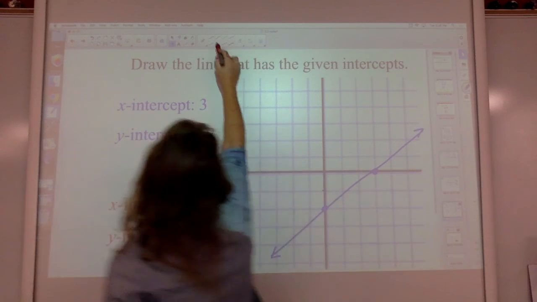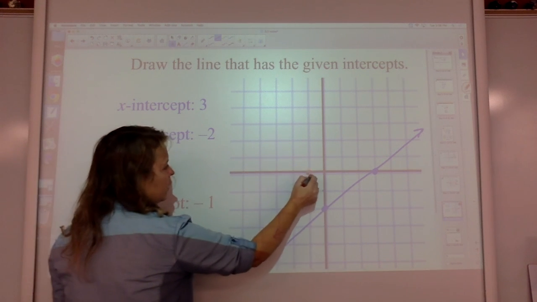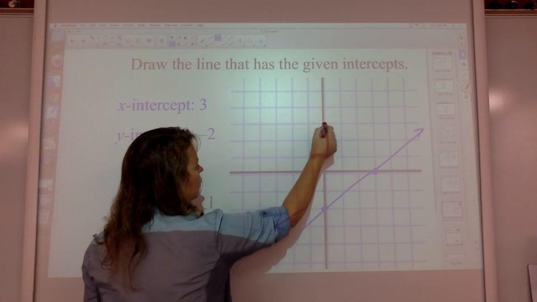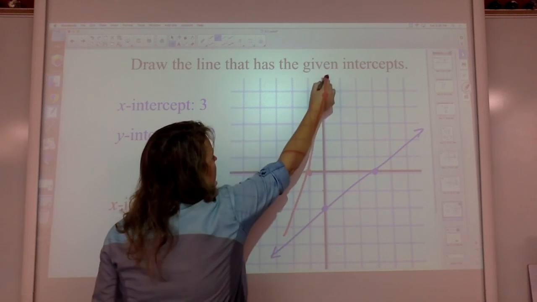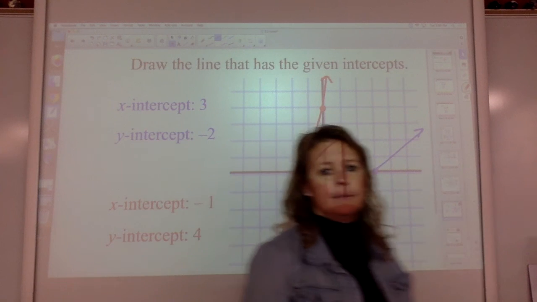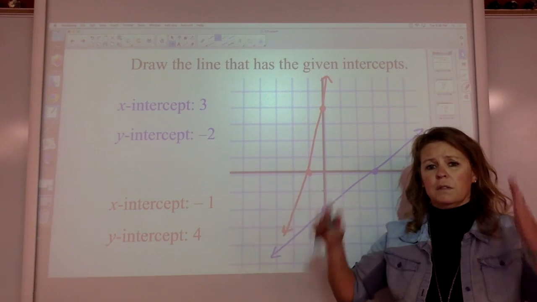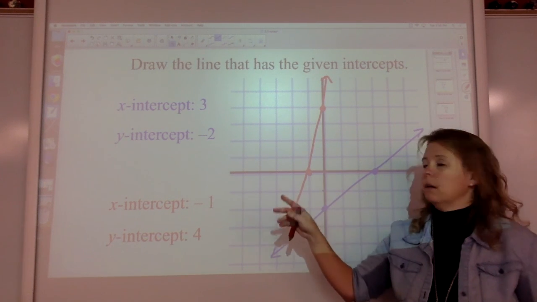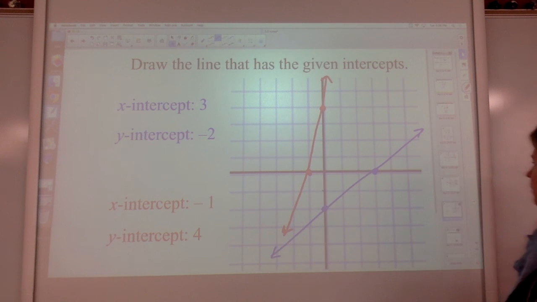Other one, totally different problem, different graph. That's why I'm switching colors. X-intercept is -1. Y-intercept is 4. 1, 2, 3, 4. You got 2 points. Draw a line through them as straight as you can. There's your graph. That's a lot easier way of drawing a graph than making that whole table that we made, and then we put X, and we had a domain, and then we figured out, yeah. Intercept, intercept, line. Done. Got it.